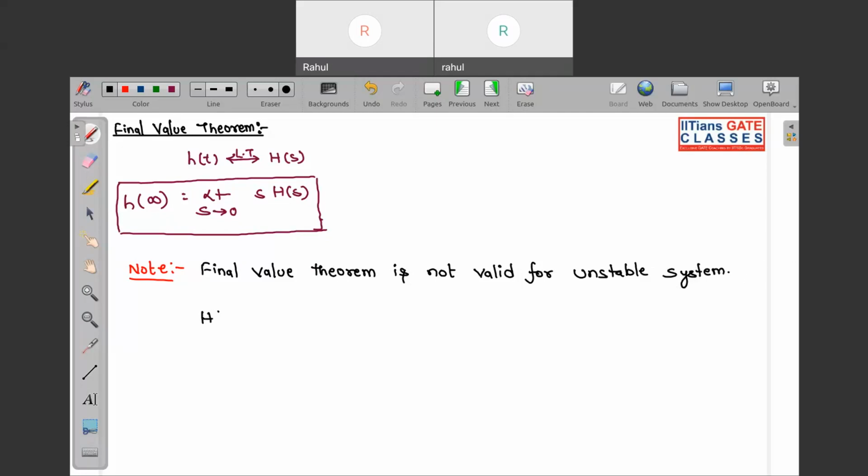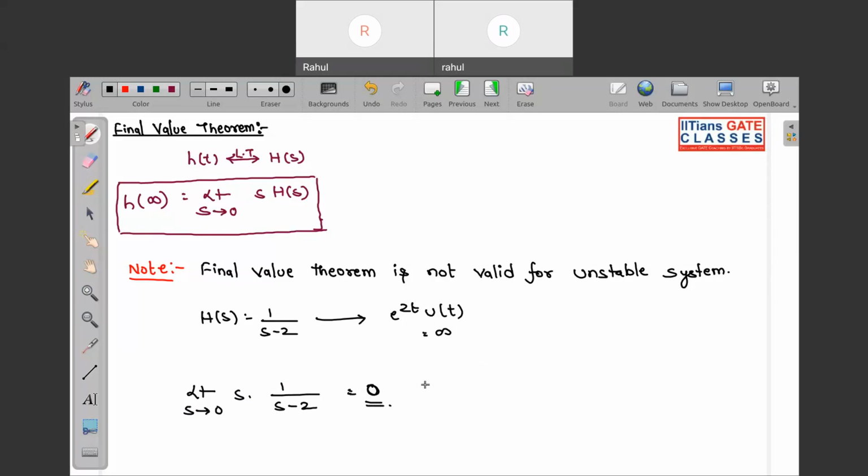Like if H(s) is equal to 1 by (s minus 2), we know that if we take the inverse Laplace transform, this will be e to the power 2t u(t). If you put t equal to infinity, this will be infinite. But if you apply the final value theorem, limit s tends to 0 of s into 1 by (s minus 2), if you put s equal to 0, this comes out to be 0. So this is an invalid result. That is why we never apply the final value theorem when the system is unstable.